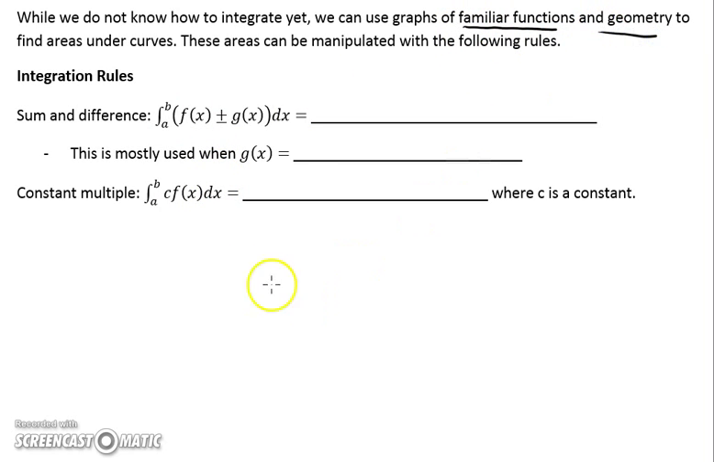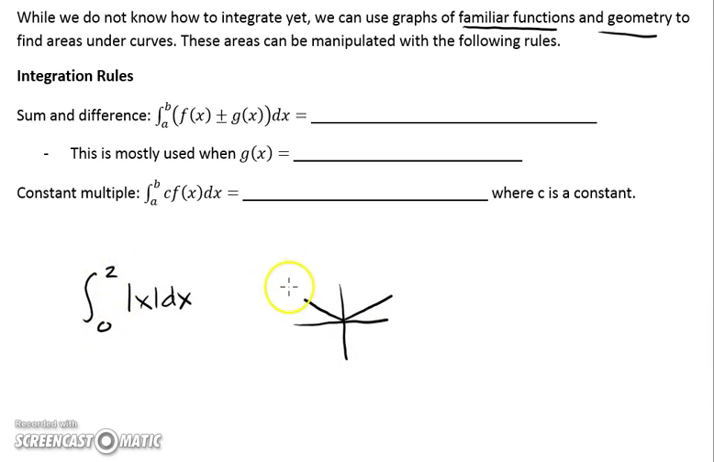If I were to ask you to find, say, the integral from 0 to 2 of the absolute value of x, we should know what the graph of that looks like. The graph of the absolute value of x looks like this. If you were to integrate just from 0 to 2, we'd only be looking at this area here. And using geometry, we know that's a triangle, so we can find the area under that curve. So that's what I mean by familiar functions in geometry.